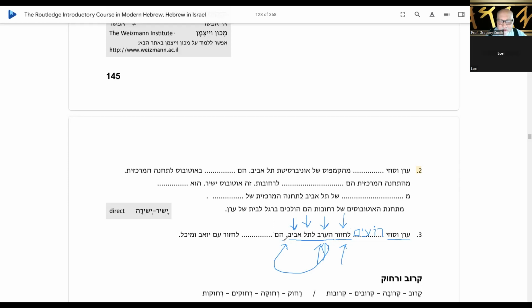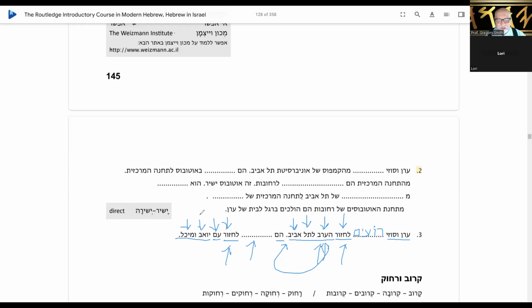All right, I think that's right. Let's go here. Hem blank lehatzur, this is to return, im Yoav umikal. Okay, so they want to return with Yoav and Mikal. And this would be Joab and Mikal. I think that's the want one. They want to return with... Hem Yotzim. Nope, it's not that one. What's the want one? Yes, that's got to be that.